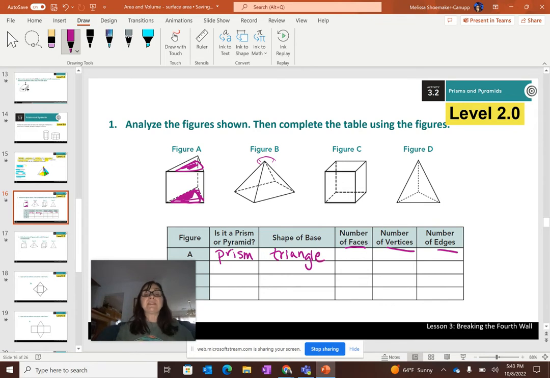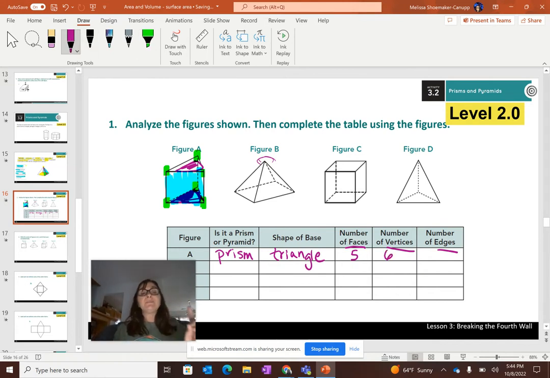The number of faces. So when we're talking about faces, we're talking about these shapes that we are finding the area of and adding it up. So we have to think there's a bottom and a top, so that's two faces. And those are triangles, so we're going to have three sides to the box. So that would be a total of 5 faces. The vertices are all of the points. So we can see 1, 2, 3 here, and then we know there should be 3 more at the bottom. So that's a total of 6.